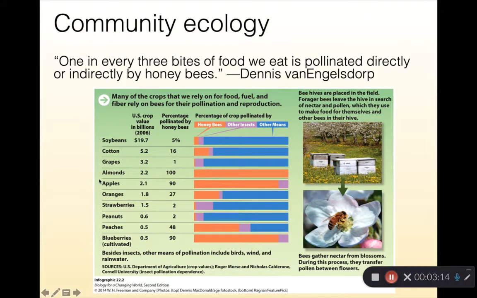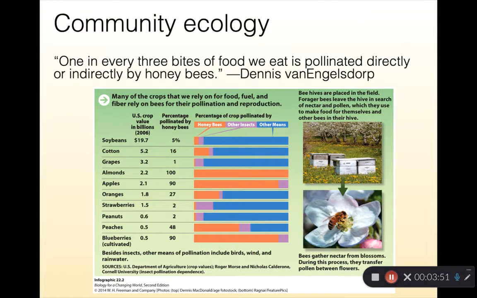Your book gives an example of different types of plants that honeybees pollinate. You can see that there are some plants where bees don't play a large role in pollination, but there are some species such as almonds, apples, and blueberries which are almost exclusively pollinated by honeybees. So if honeybees are eliminated from the population, we're likely not to be able to have almonds, apples, and blueberries as part of our food system.